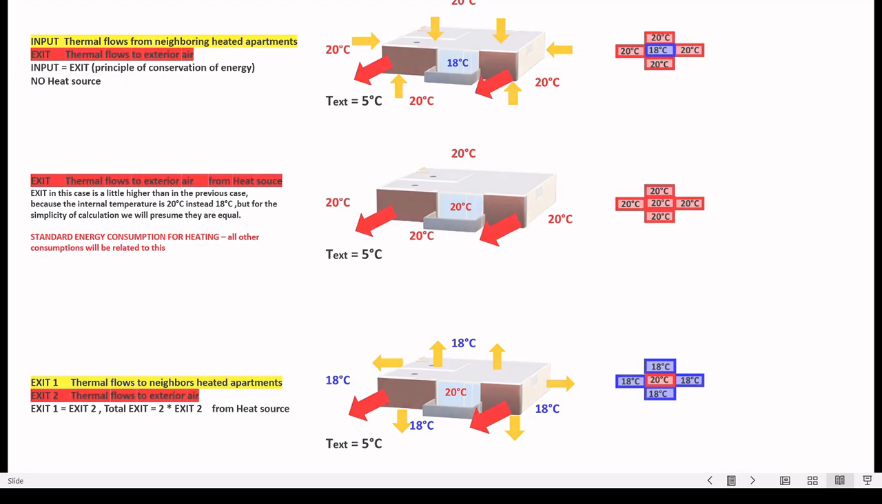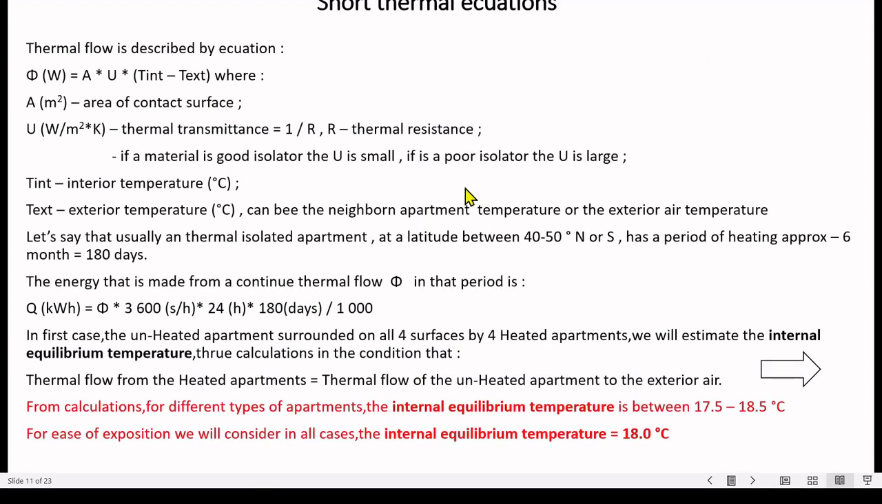Now let's see some calculations. I leave them here to look at. If you are not interested, you can skip over them. The most important part is the calculation for different types of apartments. The internal equilibrium temperature is between 17.5 and 18.5, but for ease of exposure, we'll consider an internal equilibrium temperature of 18 degrees.